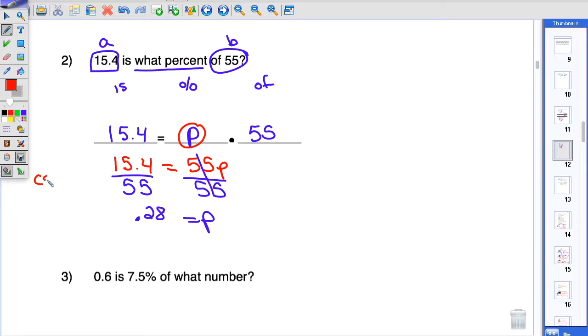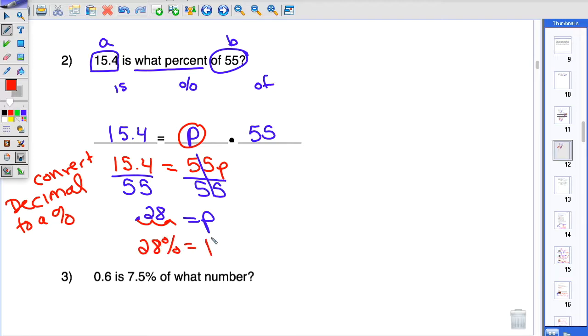We now have to convert the decimal to a percent. So now we need to move our decimal 2 places to the right and add a percent sign. So your percent is equal to 28%.